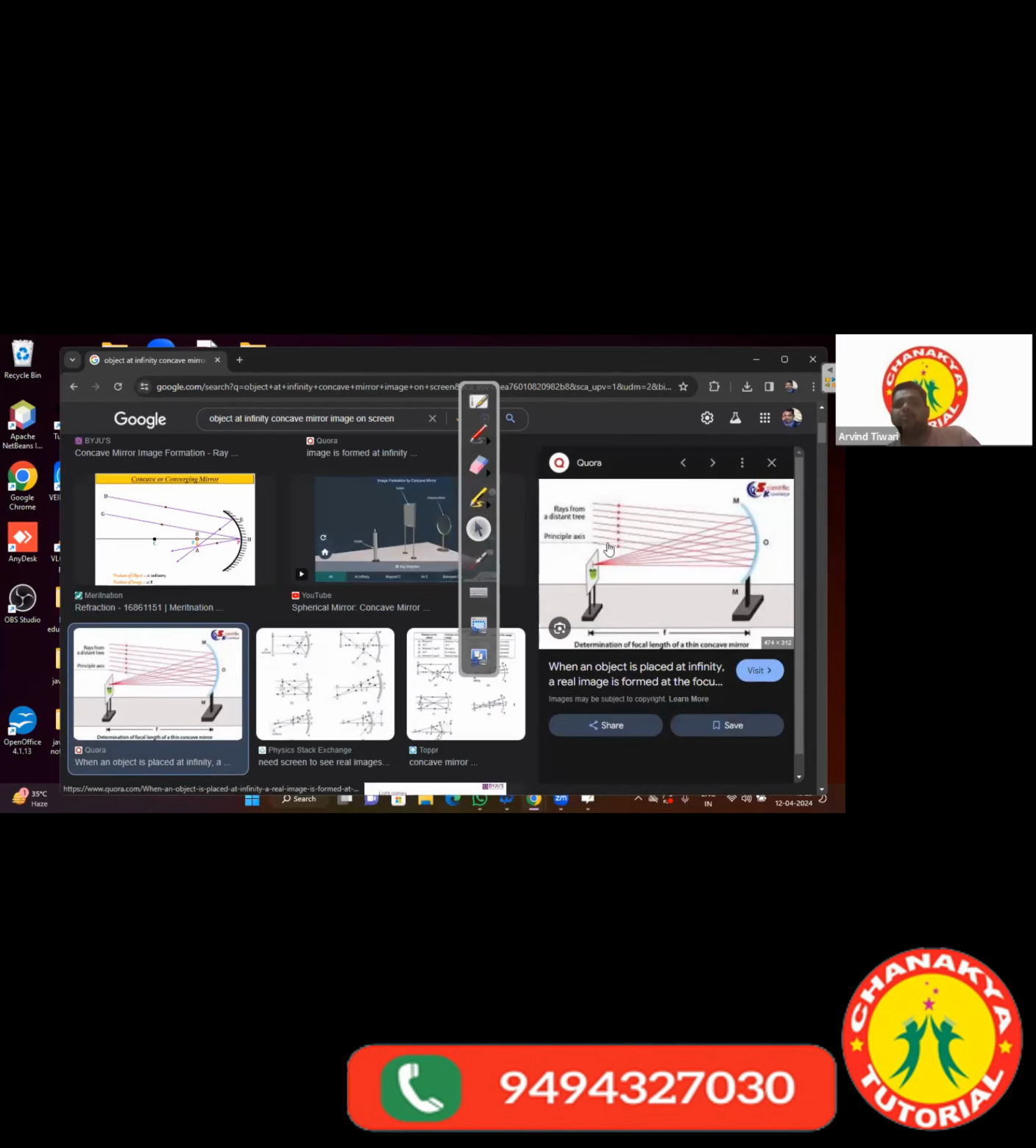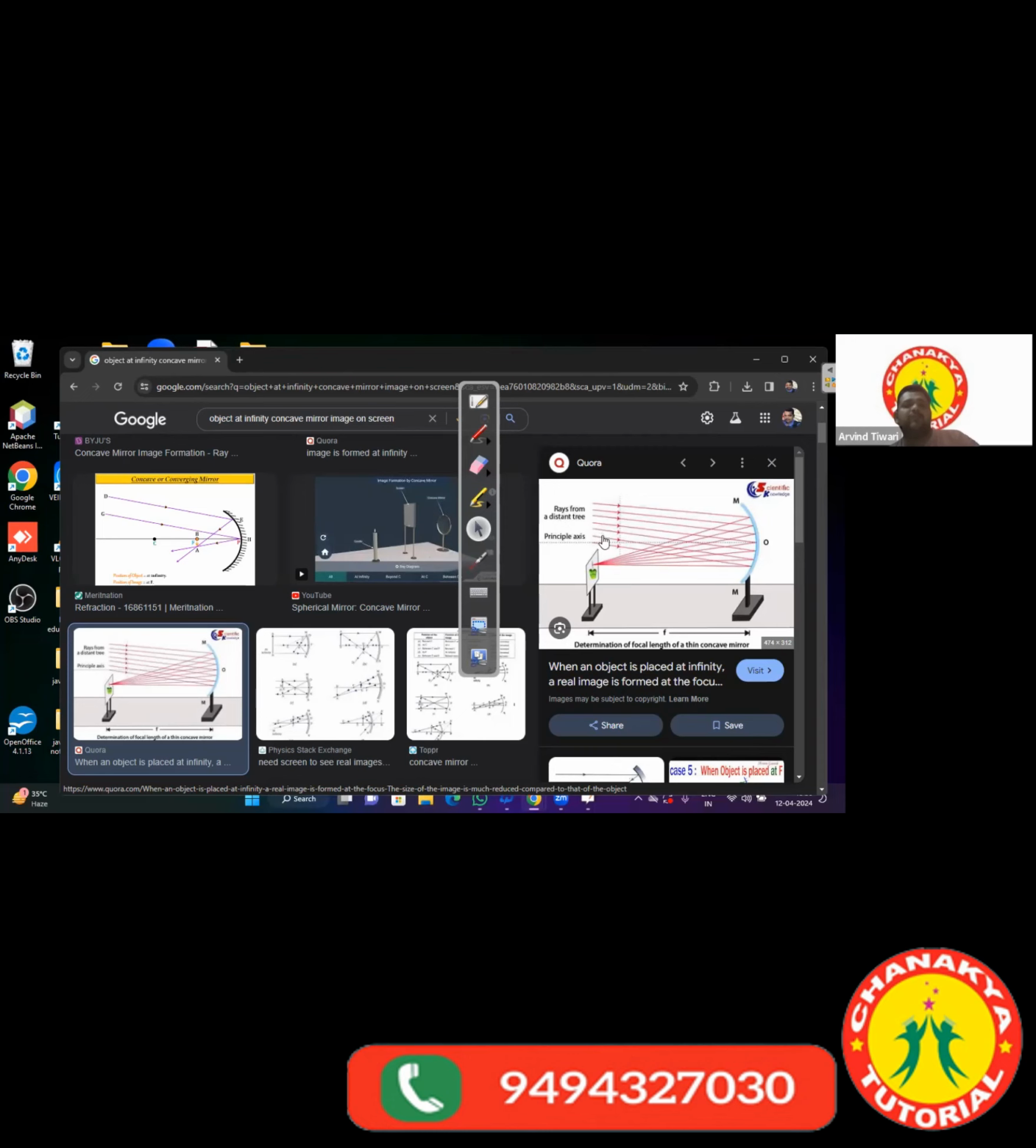Actually, you will not be able to observe the light rays. See here, you can see all the light rays coming out from infinity parallel. They are parallel to each other. And after reflection, all the light rays are meeting over here on this plate. So this plate is the screen. This is not the mirror. This is just a white screen placed over here. Here you can see a small tree formed. Can you see a small tree that's inverted?